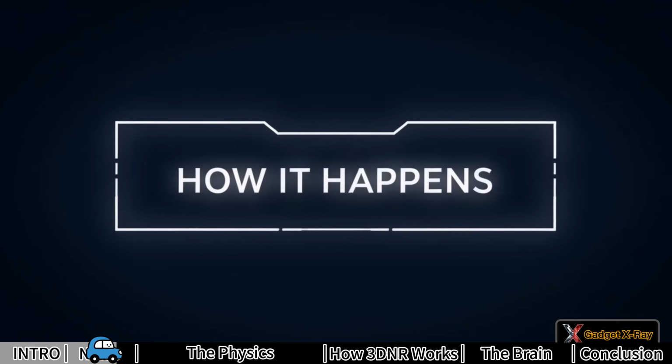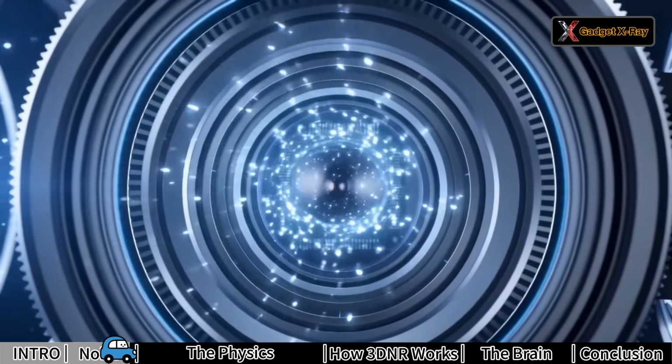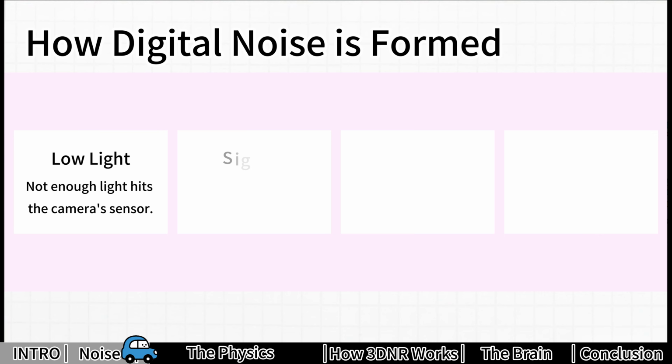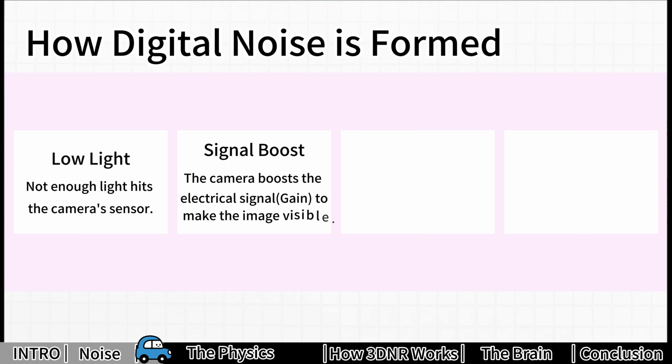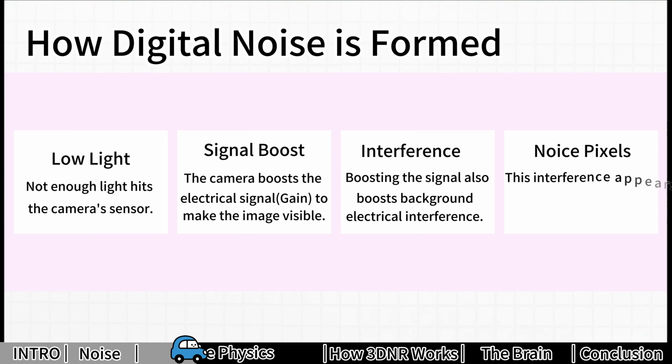So where does this junk even come from? It's actually a predictable and pretty fascinating result of basic physics. Let's break down exactly how it happens. So it's basically a chain reaction. First, when you're shooting in low light, your camera's sensor is literally starving for light, for information. To try and see better, the camera artificially boosts the electrical signal it does get to make the image brighter. This boost is called gain. But, and this is the big but, here's the problem. When it boosts that image signal, it also boosts all the tiny background electrical interference that's always buzzing around in any electronic device. And that interference is what shows up on your screen as those random flickering noise pixels.